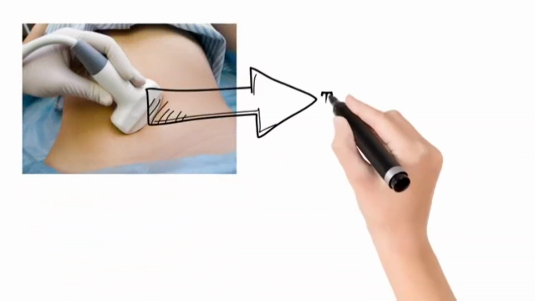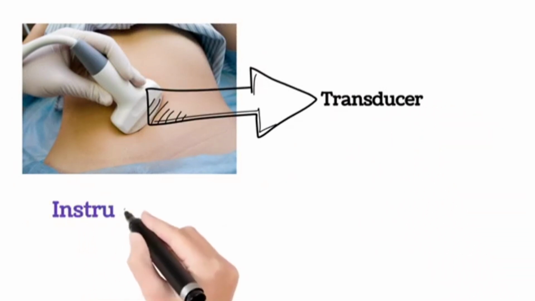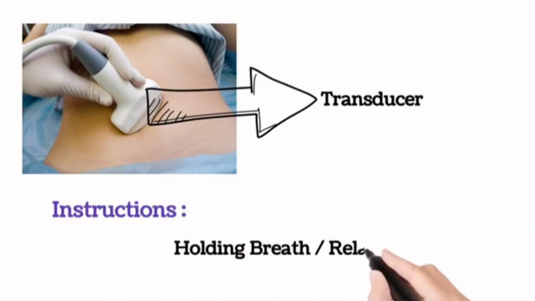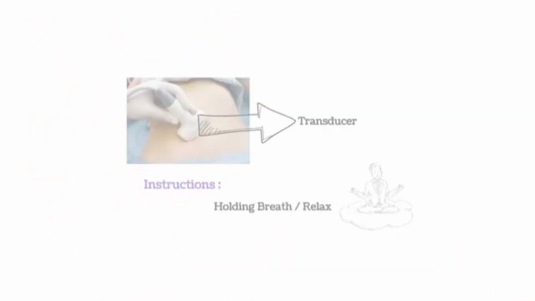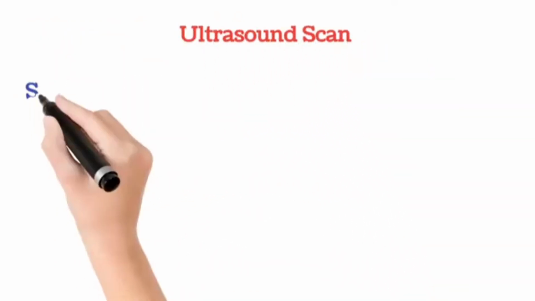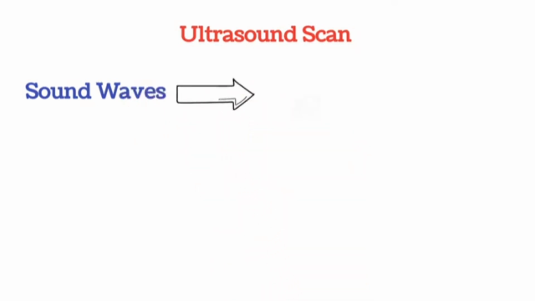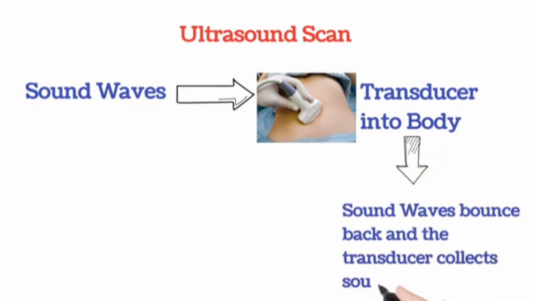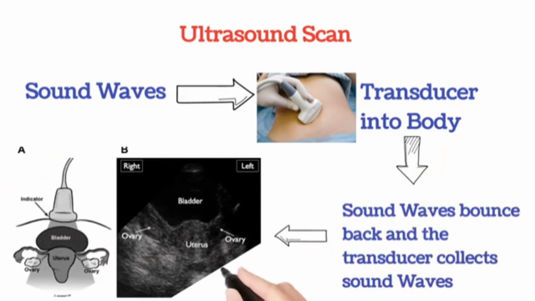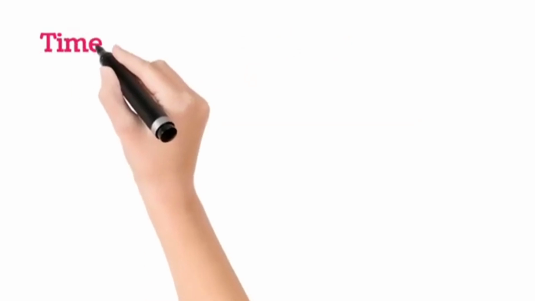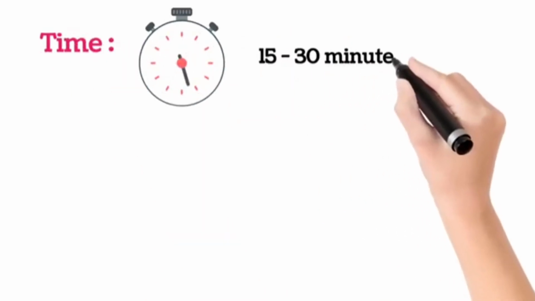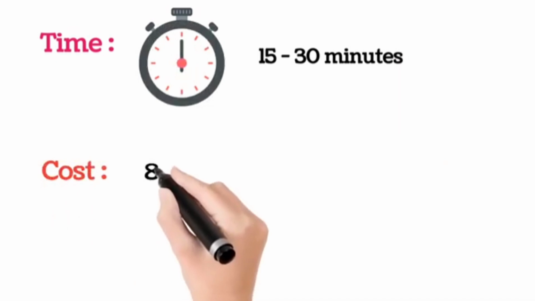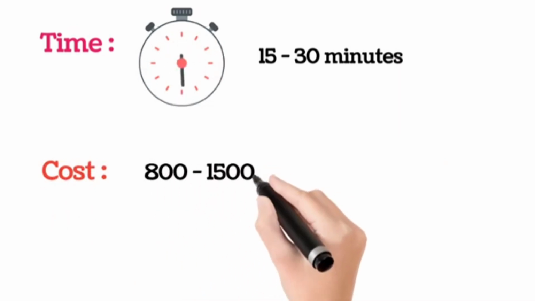After gel application a transducer probe is moved over the skin, and during this procedure the doctor will give instructions such as to hold your breath or to relax so that we can get a clear image. During this procedure ultra high frequency sound waves travel from the probe into the body, and the probe collects the sound waves that bounce back and sends them to the computer so that an image is produced. The time taken for an ultrasound scan is generally 15 to 30 minutes, and the cost varies with the location, approximately 800 to 1500 depending upon the type of scan.